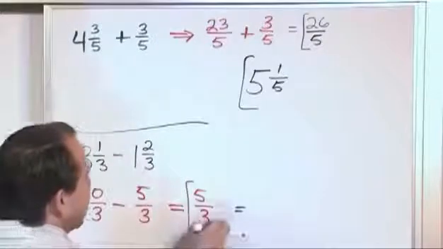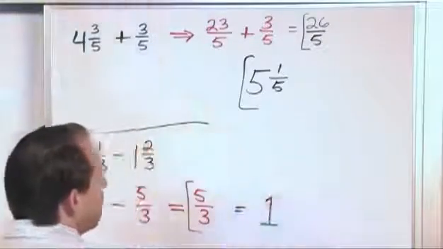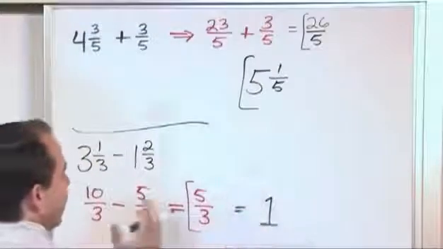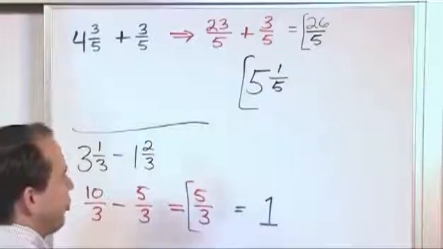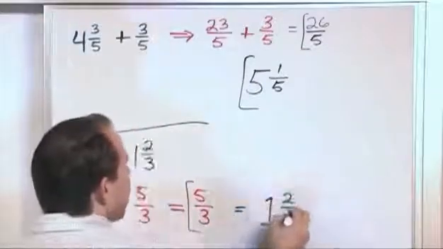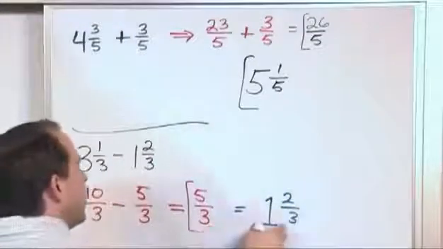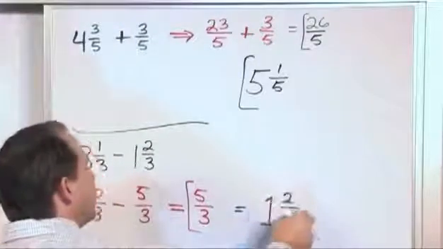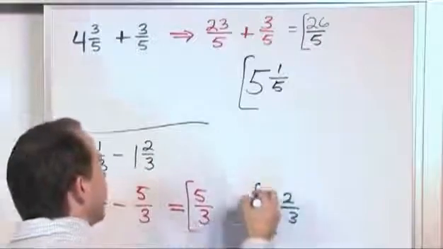That's too big, so it can only actually go in 1 time. How many is left over? Well, 1 times 3 is 3. I was trying to reach 5, so I have 2 left over. And I always write it over the original denominator. So it goes in 1 whole time, remainder of 2, always make it over the original guy, so 1 2/3.